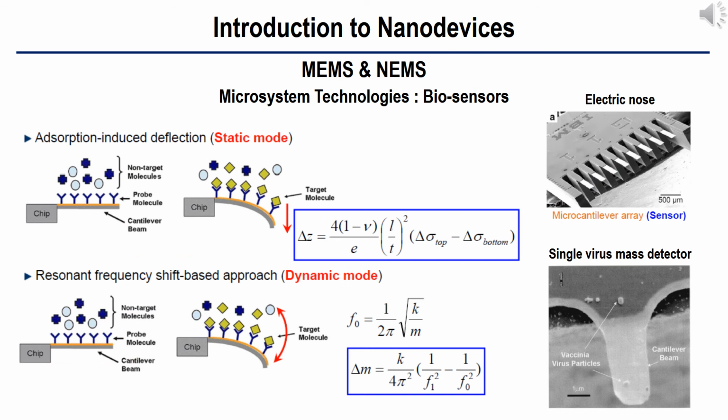MEMS and NEMS with micro-cantilevers can be used for biosensors. Here is a working principle. 1. Diffusion of vapor molecules into the polymer coated on the cantilevers. 2. Swelling of the polymer. 3. Bending of the cantilevers. 4. Optical detection of the displacement. With an array of cantilevers, it is possible to prepare a sensitive electronic nose as shown in the upper right figure, or an ultra-sensitive scale for the detection of single virus mass as shown in the lower right figure.